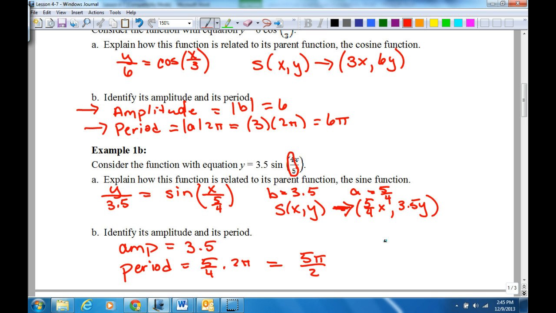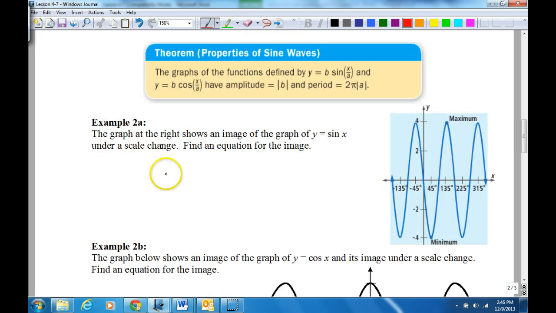Basically this theorem, properties of sine waves, is still repeating what I just told you guys. Y equals B sine of x over A. I just said it to you earlier to set it up like what we had last chapter. That means the same thing as this, okay? The amplitude is absolute B. The period is 2 pi absolute A.